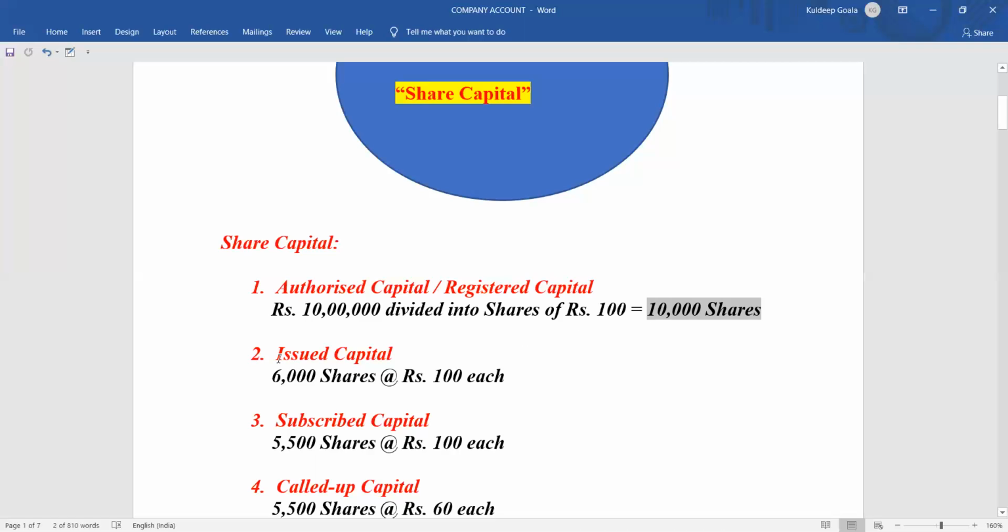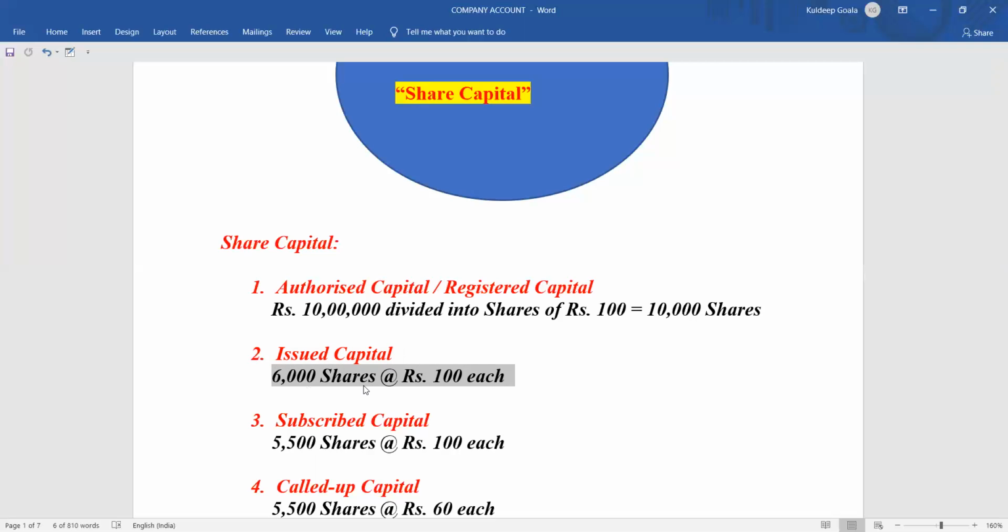Then next comes, out of say 10,000 shares, the first option that you are getting is to issue. You may issue all of the 10,000, or you may issue half of it, or less. Let's say, for example, you are issuing only 6,000 shares at the rate of 100 each. So these 6,000 shares will be referred to as issued capital. That many shares that you have offered to the public for purchasing will be called issued shares.